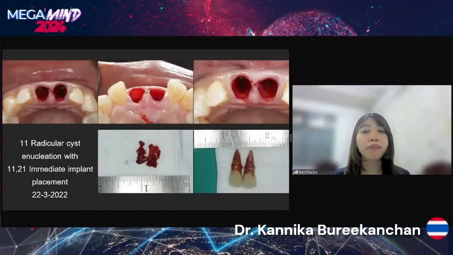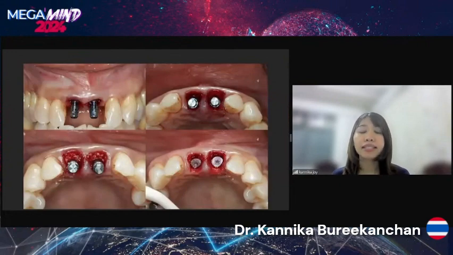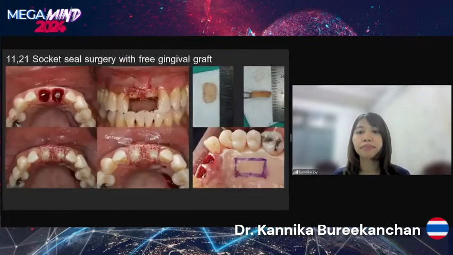Well, it's time for implant surgery. Atraumatic tooth extraction with enucleation and socket debridement complete. No labial bone perforation. A biopsy from tooth 11 was sent for pathology examination. Both teeth had immediate implant placement, with gap grafting at tooth 21 and defect grafting with xenograft at tooth 11.